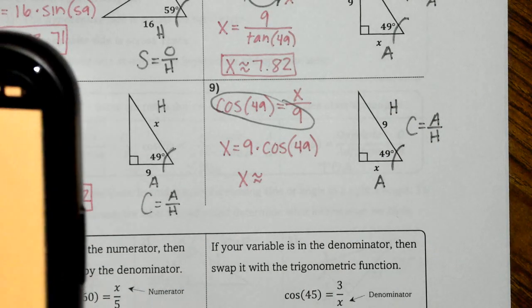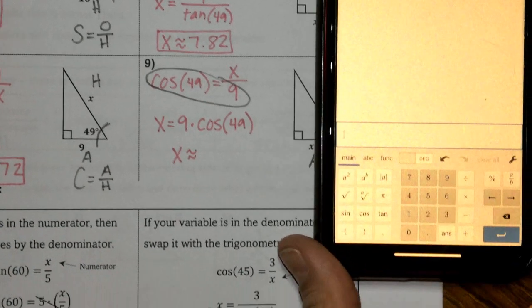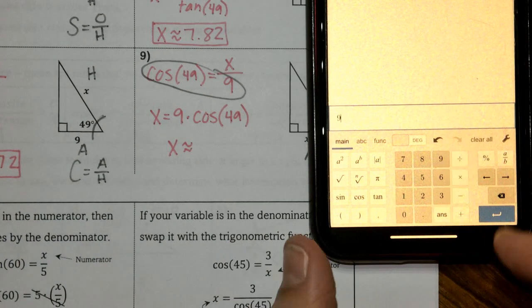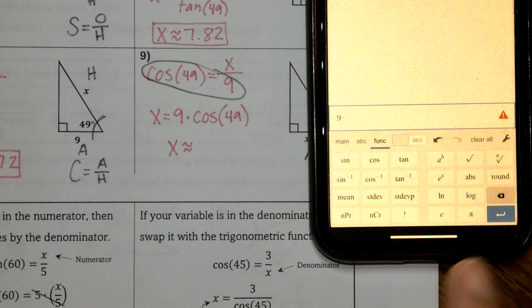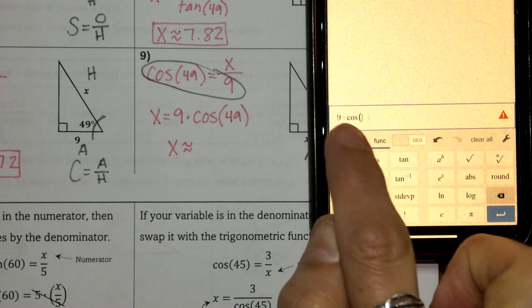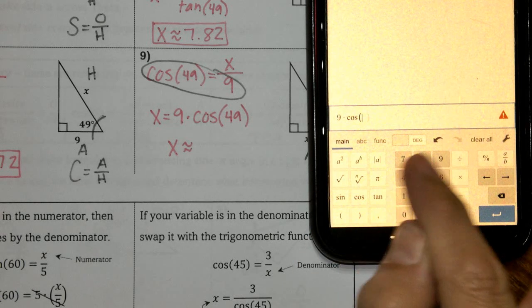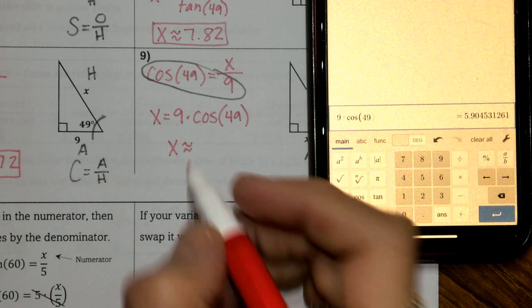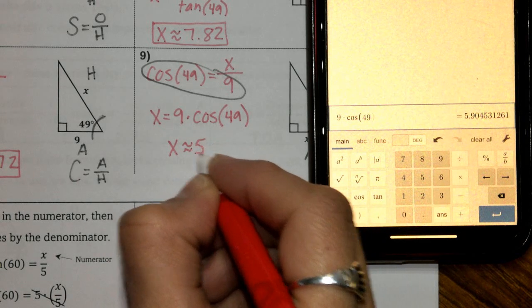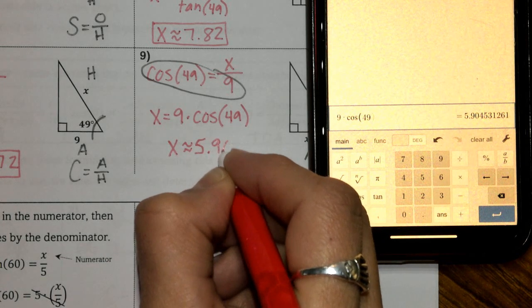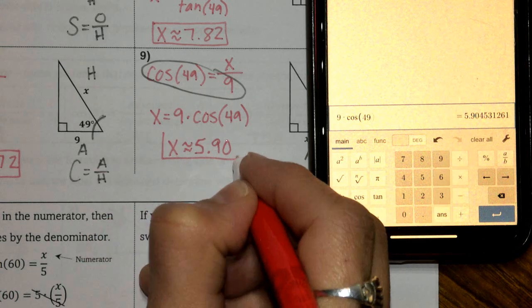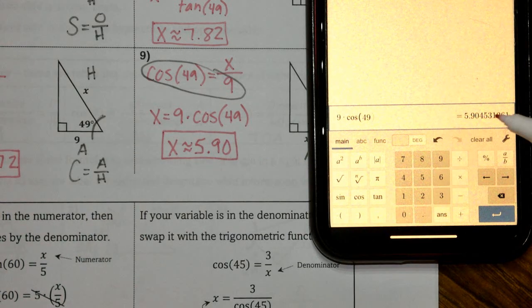Pause when needed. Okay? And in our calculator, we just push 9 times, go to the function, cosine, back to main, 49. And we're going to wind up with approximately 5.90. Technically, you don't need the 0 there, but I just always do if it's the hundredths place, because that 4 tells us to leave that 0 alone.